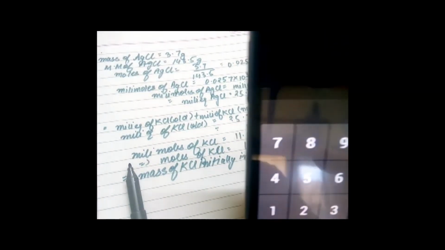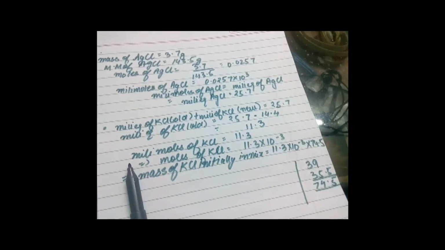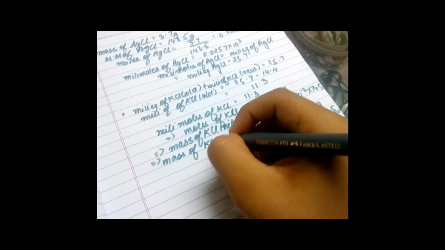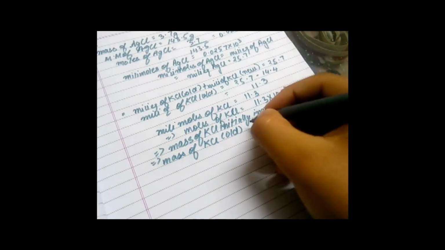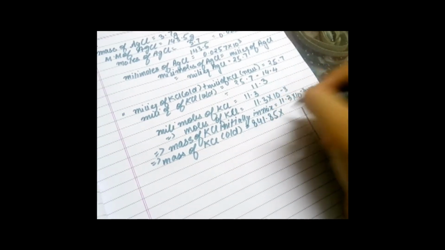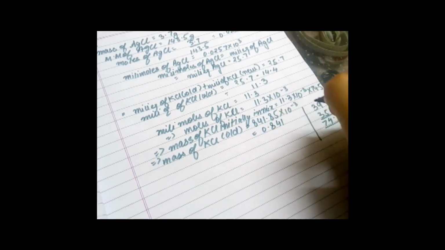Once again phone comes to my rescue. This time we'll be multiplying 74.5 with 11.3. So friends, here we are getting 841.85, which implies mass of KCl old, which is initially in the mixture, is equal to 841.85 into 10 raised to the power -3, which is equal to 0.0841.